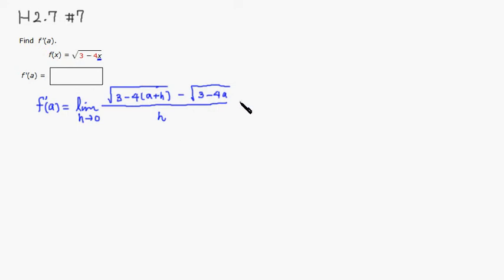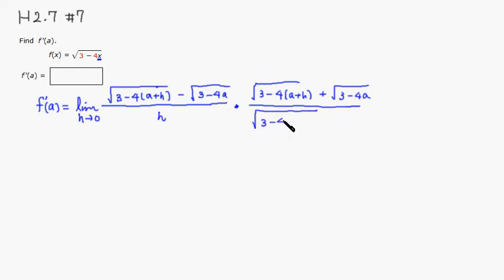So as usual, we do this trick. When you have a difference of square roots, we're going to try to multiply by the square root of 3 minus 4 quantity a plus h plus the square root of 3 minus 4a, over exactly the same thing. So I just copy that: 3 minus 4 times a plus h, and plus the square root of 3 minus 4a.